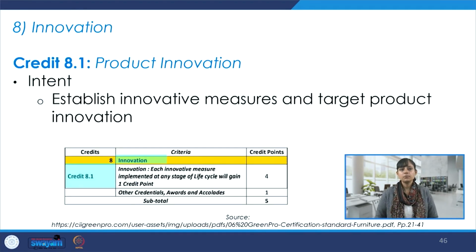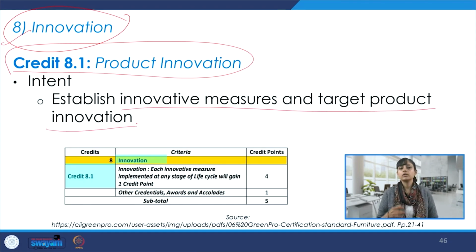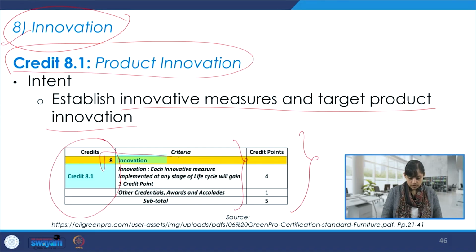Now we are talking about point number 8, which is innovation. It is very, very crucial to focus upon. We are in 2025 and we are talking about innovation in every aspect of way of life, the way we think, we design, we produce, we consume. So it's very important to focus on that. And credit 8.1 emphasizes product innovation, and the intent is to establish innovative measures and target product innovation. And there are criteria and the credit points for innovation.